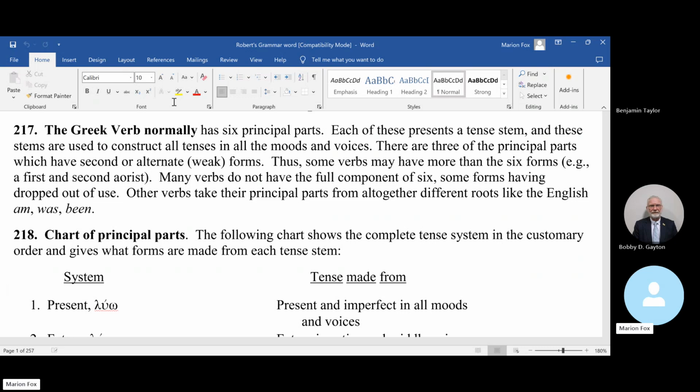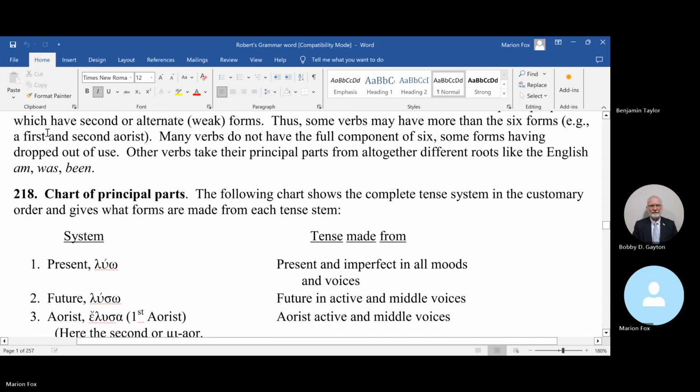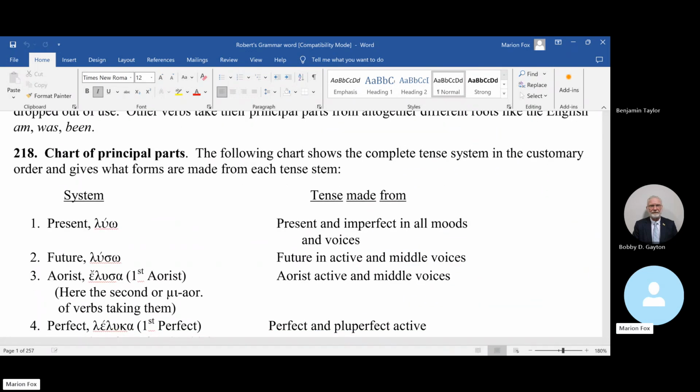Many of your verbs do not have a full complement of 6. Some forms having dropped out of use. Right? This is where we get into saying it's like am, was, and been, like our English words, am, was, and been. Those are from the same word, but look at the forms; they're all different. In present, past, and perfect tense.